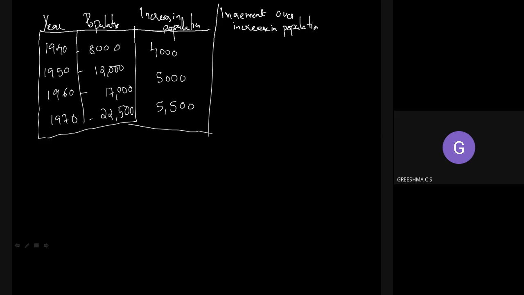Here you have to see how much increment in the increase in population has occurred. If you see this 5,000 and 4,000, what is the increase between them? There is an increment of 1,000. I think it is almost time now, we can continue in the next class.